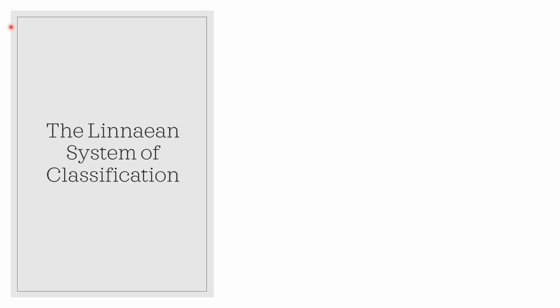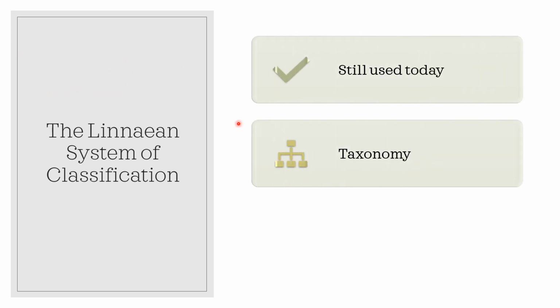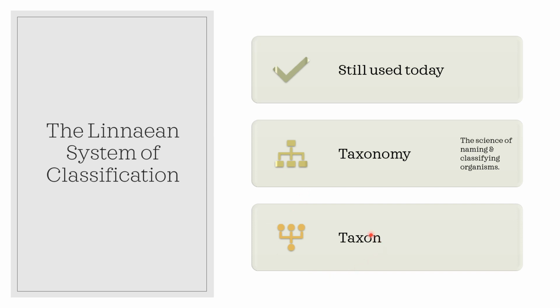The Linnaean classification system is still being used today. It is based on the taxonomy classification of organisms. So when we say taxonomy, that is the science of naming and classifying organisms. We are also going to use taxon in this type of system. When we say taxon, that is a group of organisms in a classification system.